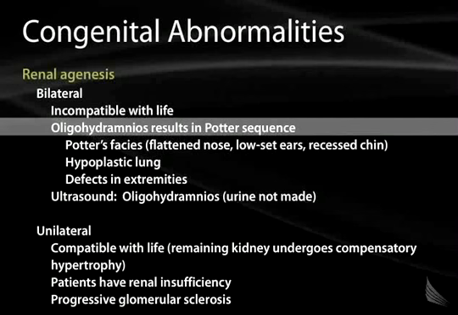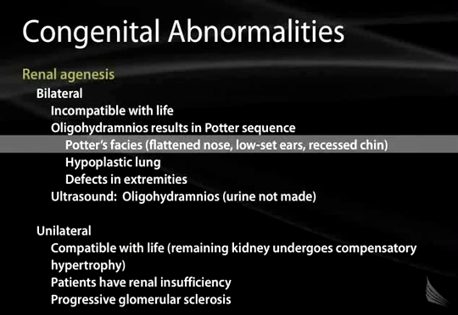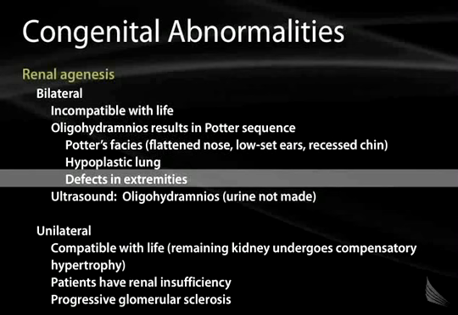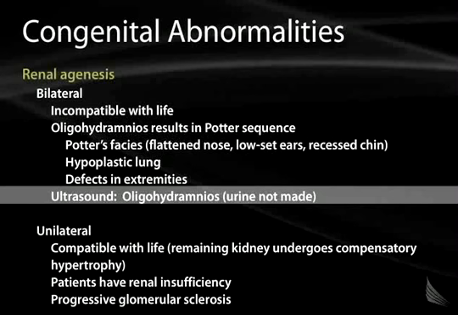baby as it develops. A consequence of this is the baby sort of gets smashed as it develops, and develops what we call the Potter sequence. This includes Potter's facies, which causes a flattened nose, low-set ears, and a recessed chin. They may also develop hypoplastic lungs from congestion, that is, the lungs never fully develop in size and function, and they'll have defects in the extremities as well, again, that occur because of compression in the situation where there's inadequate amounts of amniotic fluid. Now, you can detect this on ultrasound simply by finding oligohydramnios, or the lack of adequate amounts of amniotic fluid in the ultrasound.